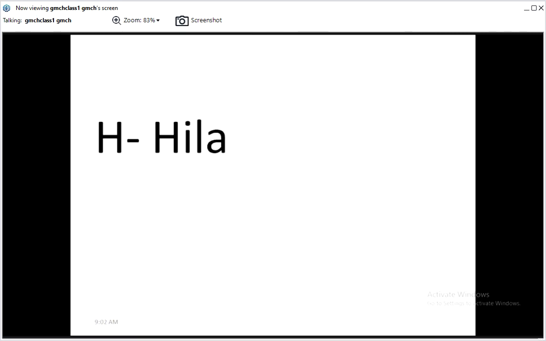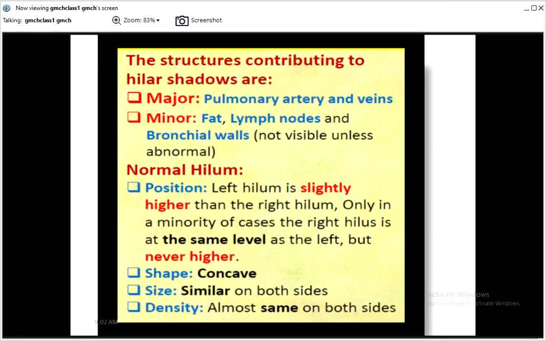Okay. Now H stands for Hilum. Again, what are the structures which form the hilum? The major structures are the pulmonary artery and veins. Minor ones are fat, lymph nodes, and bronchial walls. But most of the time, abnormalities we get in the hilar tissues are usually because of the lymph nodes.